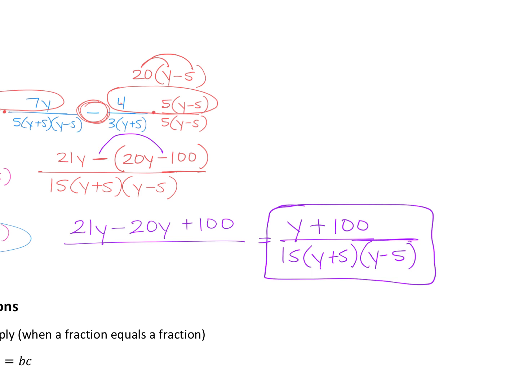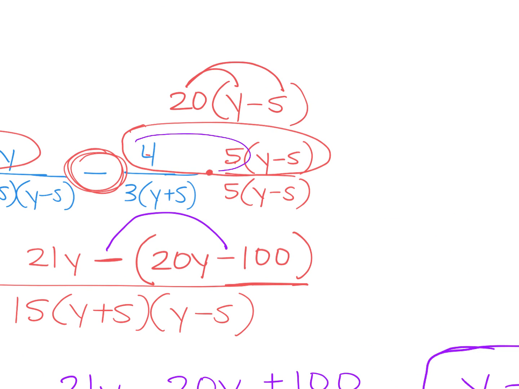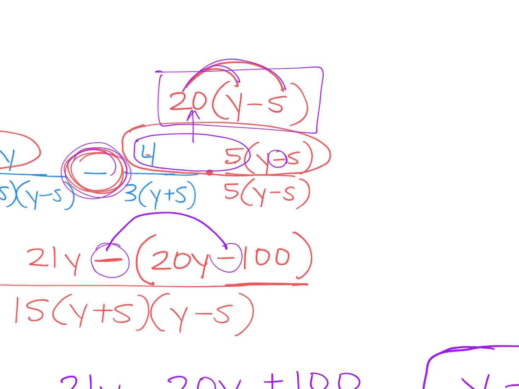Kate. Where did you get the 100? So I did 4 times 5 right here and got 20, right? And then that 20 got multiplied by the y and the 5. So 20 times 5 is 100. And because we're subtracting a negative, that's plus a positive, right? Minus a negative becomes plus 100. Questions on that? I know it's a lot. Okay.